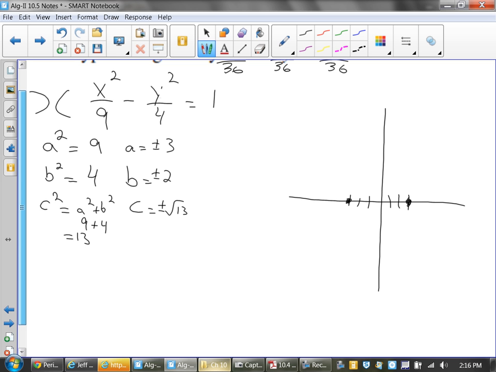All right. So there's my A values. My co-vertex then would be at B, because what was B? And now all I have to do is make my little rectangle. Make the rectangle. Create your diagonals.